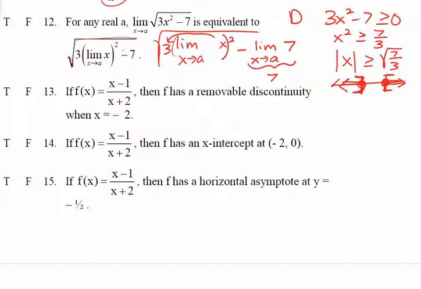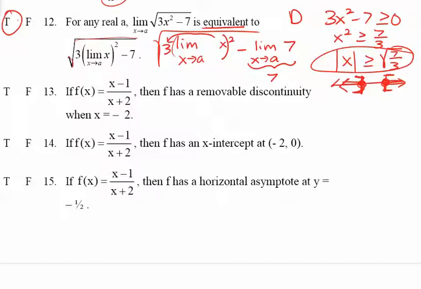So while there is a domain issue, that might have been a more interesting question. Is this limit always defined? No, it's only defined when absolute value of x is greater than the square root of 7/3. However, are these two things equivalent to each other? When the first one is undefined, so is the second one. So I guess the question of whether they're equivalent would be true.